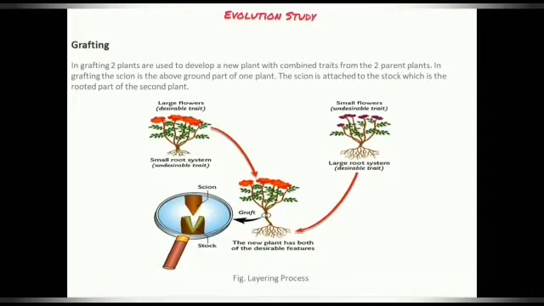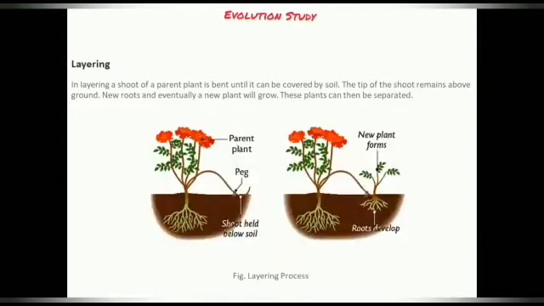Grafting. In grafting, two plants are used to develop a new plant with the combined traits from the two parent plants. In grafting, the scion is the above ground part of one plant. The scion is attached to the stalk, which is the rooted part of the second plant. The layering process is shown here below. Layering. In layering, a shoot of a parent plant is bent until it can be covered by the soil. The tip of the shoot remains above the ground, new roots and eventually a new plant will grow. These plants then can be separated.